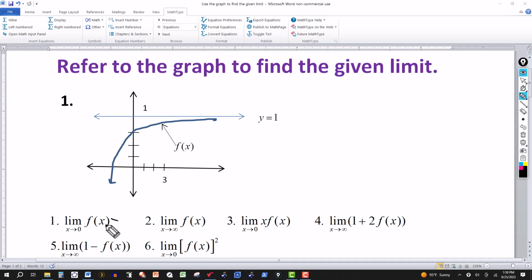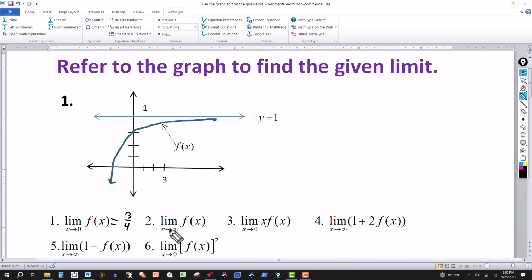The first one here, we want to find the limit of f of x as x approaches 0. As x approaches 0, the function approaches, of course, this point right here, which is the point (0, 3/4). So we get that answer for that one. Now I want to point out, if this were an open circle here, or open point, which means the function is not defined, the limit would be defined.